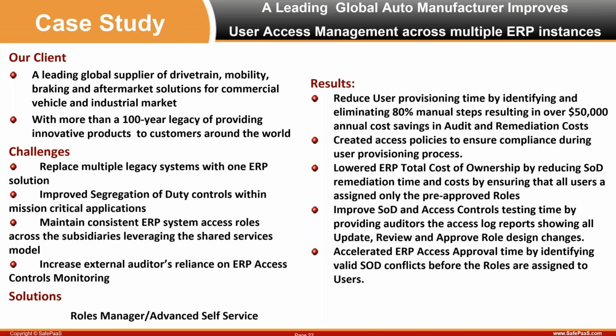iAccess tracks all the workflow approvals and where each one is in the process. They can generate a report very simply to validate who approved what. And it also accelerated the ERP access approval time because they were able to identify the SOD violation at the very beginning of the provisioning process.